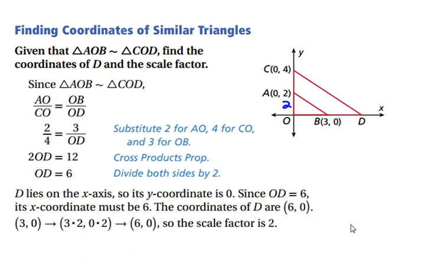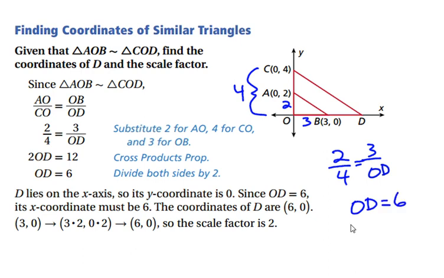So the length of this segment is 2, the length of this segment here is 4, the length of segment CO, and we have that OB is 3, so 2 is to 4 as 3 is to the length of OD. So you can find the length of OD, and really what that comes out to be, obviously it's 6, you can probably do that in your head pretty easily. So the length of OD is 6 units, that means we have a scale factor of 2. We went from 2 to 4 to go from AOB to COD.